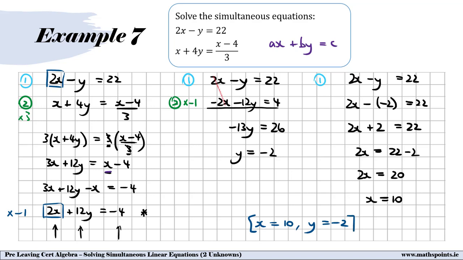Now, this was the first time we met fractions, so what we had to do with equation 2 was first get rid of the fraction, and then we had to manipulate the resultant equation so that it was in the correct form, ax plus by equals c. And once the two equations are in that form, we can then decide about multiplying one or both lines by a number to try and eliminate one of the variables in the question.